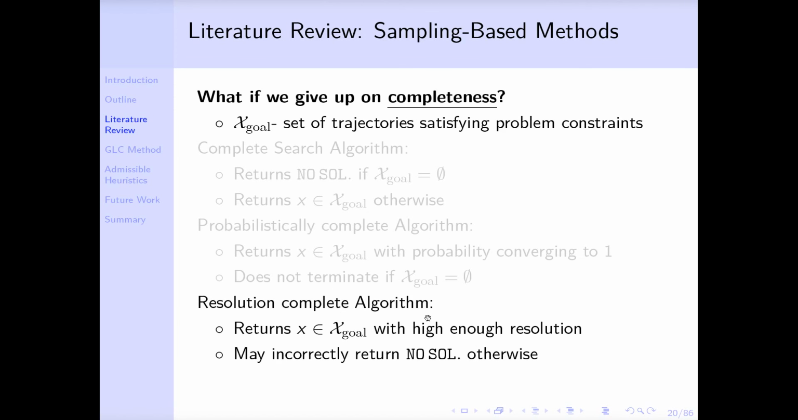An analogous relaxation of completeness is resolution completeness, which applies to algorithms that use a numerical approximation of the problem. We say an algorithm is resolution complete if it finds a feasible solution when one exists, as long as we use a sufficiently high resolution. But if we don't use a sufficiently high resolution, the algorithm may incorrectly decide that there is no solution.